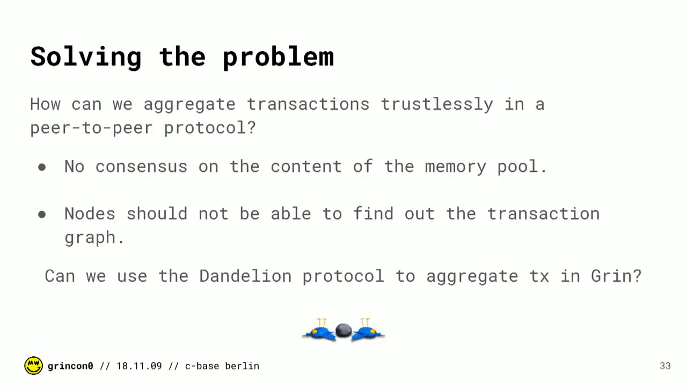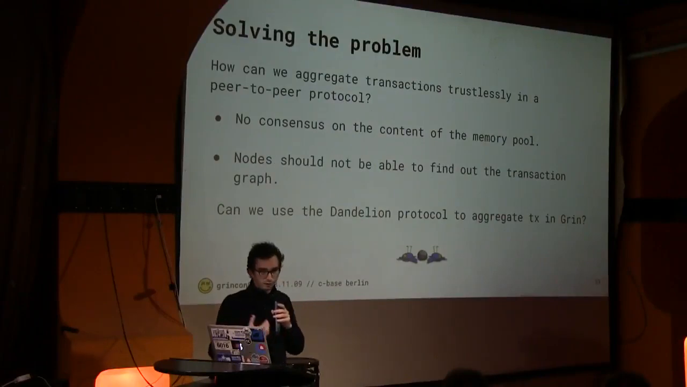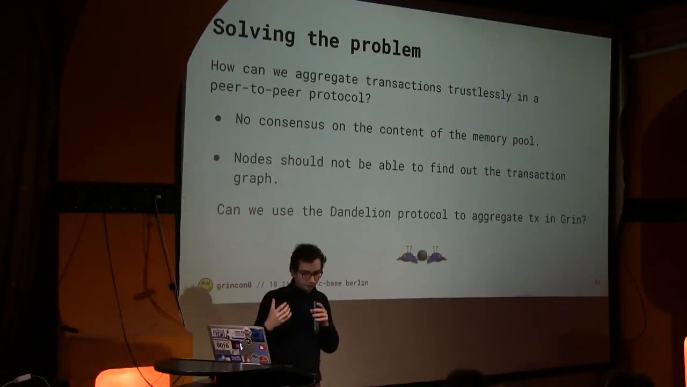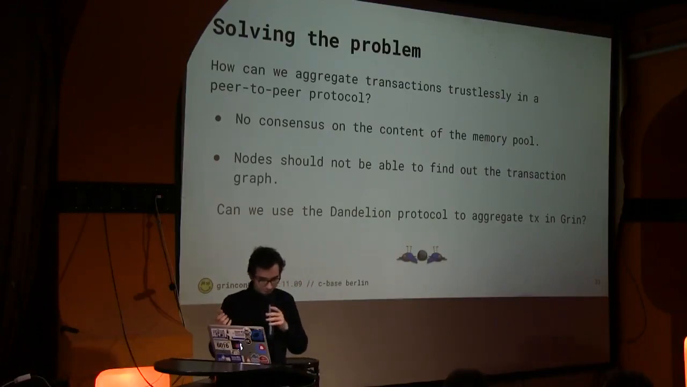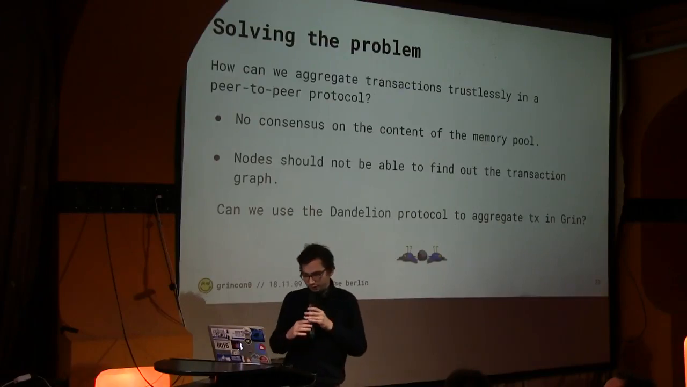And then we thought maybe we can leverage the Dandelion protocol to aggregate transactions. But it's a hard problem, because aggregation in the peer-to-peer protocol is really hard because there is no consensus on the content of the memory pool. And as I said before, you want miners to be able to find the transaction graph. So the real question: can we use the Dandelion protocol to aggregate transactions in Grin?